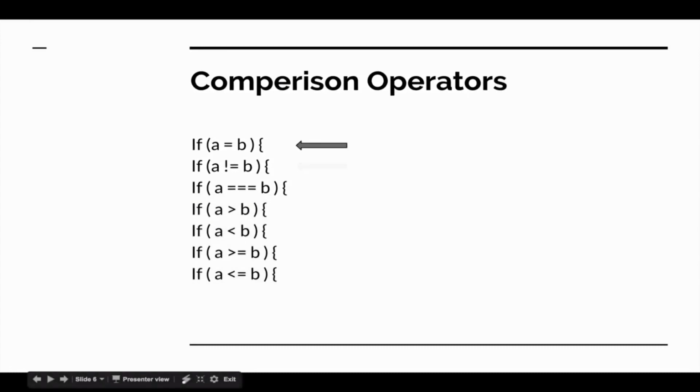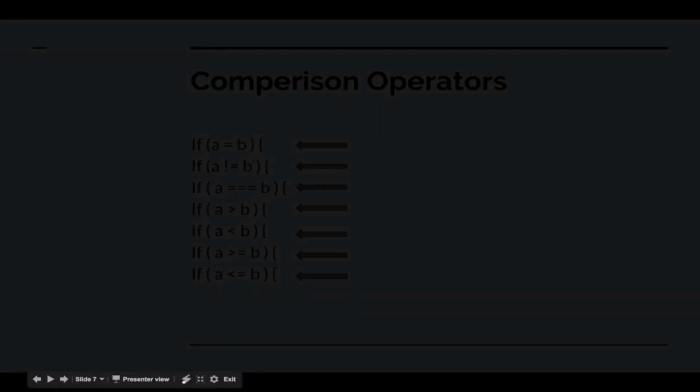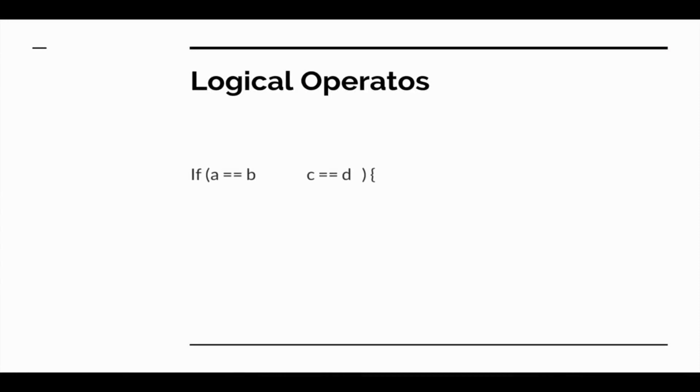Now let's go back to the presentation. All of these, you understand what they mean. Now we have the logical operators, and sometimes in a condition statement you need two conditions to be true before you want to execute some kind of statement. For that we use this AND sign.